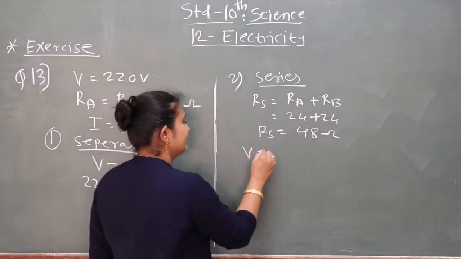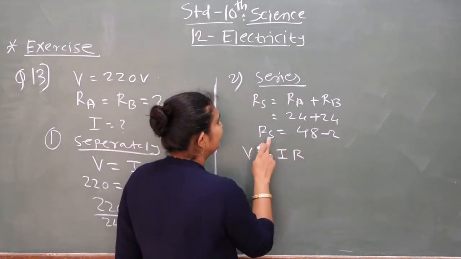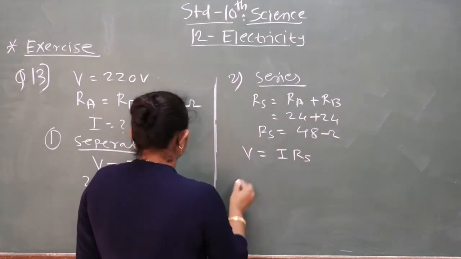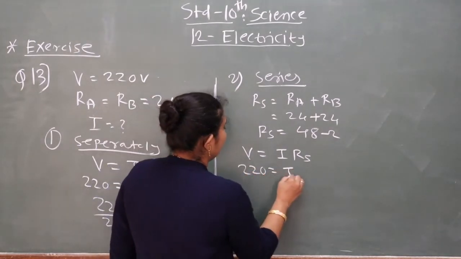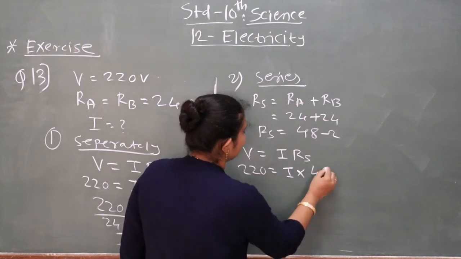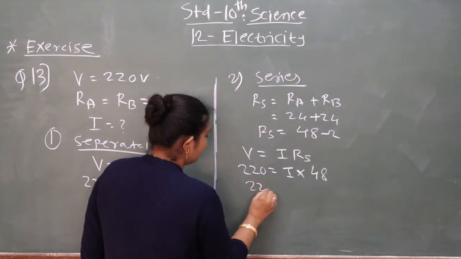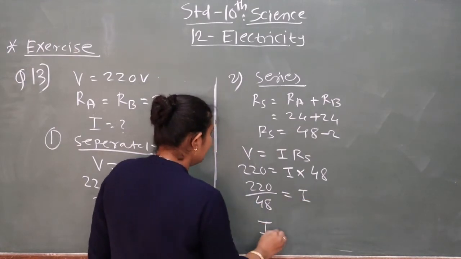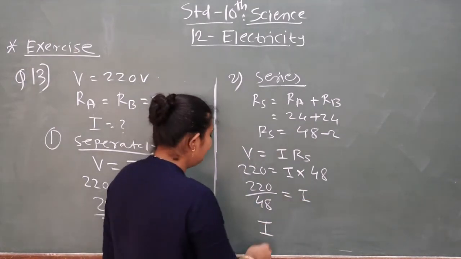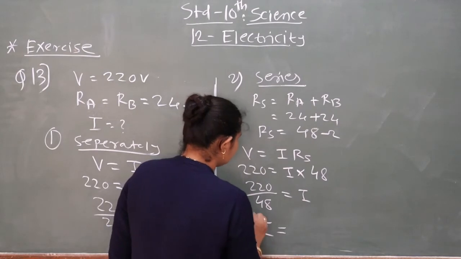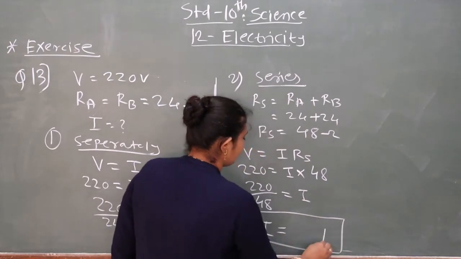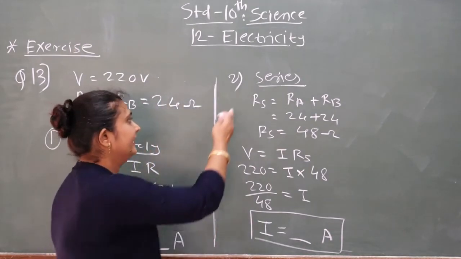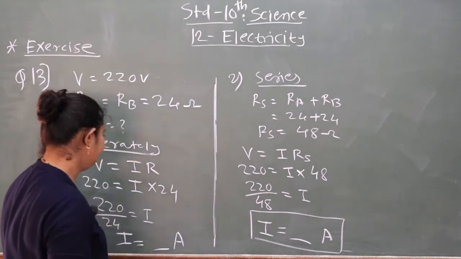Again we write V is equal to IR. In place of R we write here RS. V is 220, RS is equal to 48. Therefore 220 upon 48 is equal to I. Again you have to find this value. I is equal to ampere.